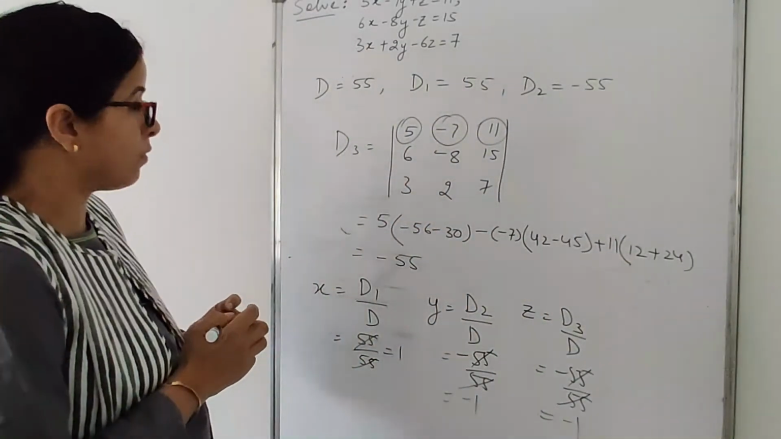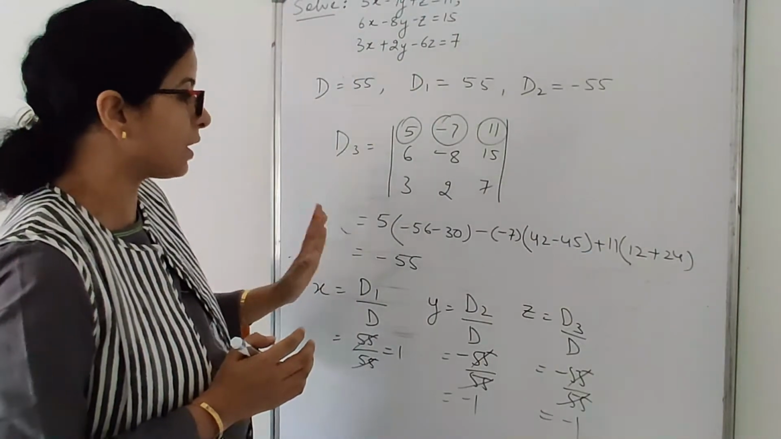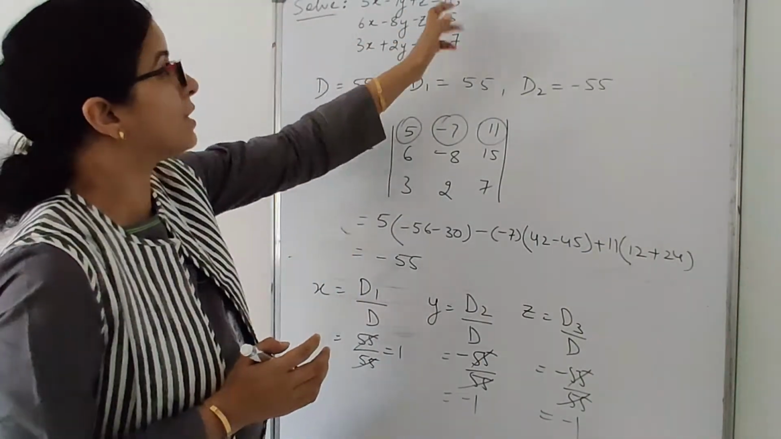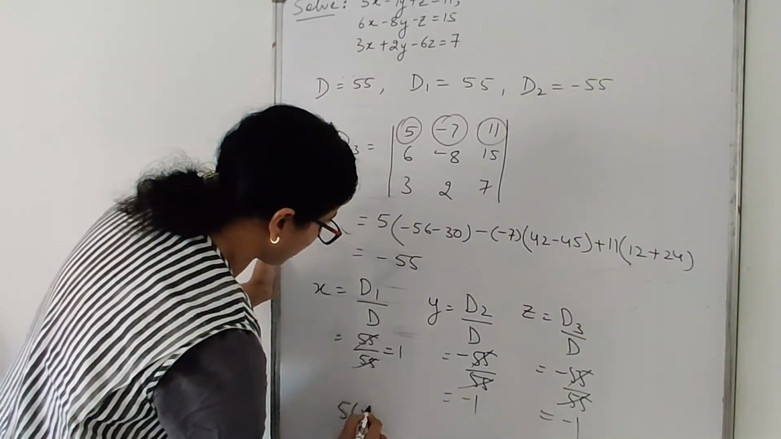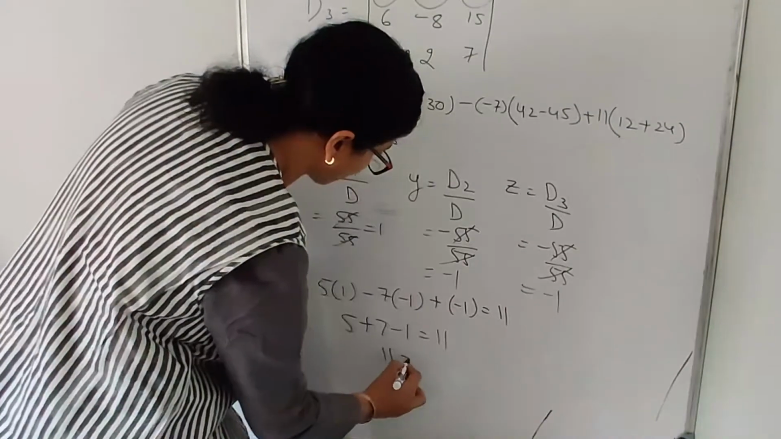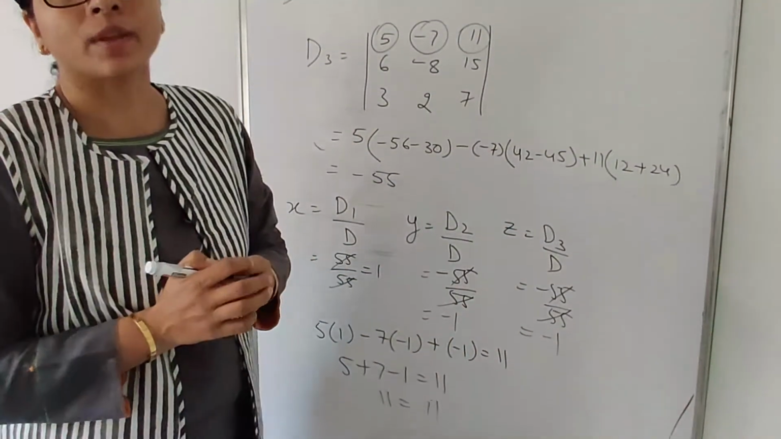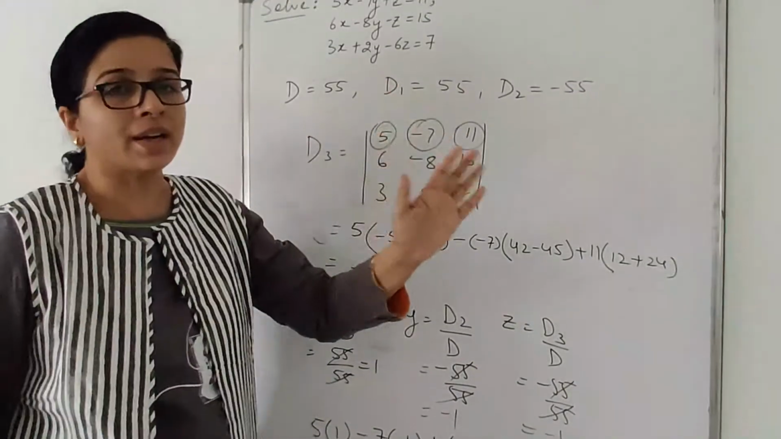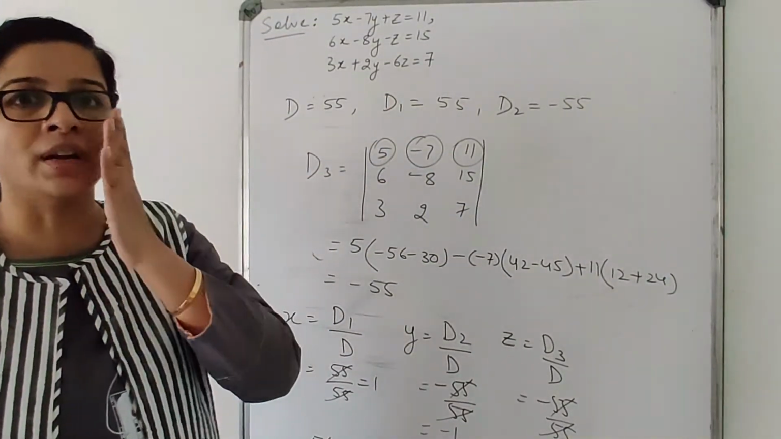Okay. If you want to check, you can substitute these values in one of the equations and check whether you are getting the same left hand side and right hand side. So we can check also. So 5 into 1 plus 7 into minus 1 is equal to 11. So 12 minus 1, 11 is equal to 11. So it means our answer is correct. Okay. So this is the way we use Cramer's rule. Now we'll solve one more question and check.